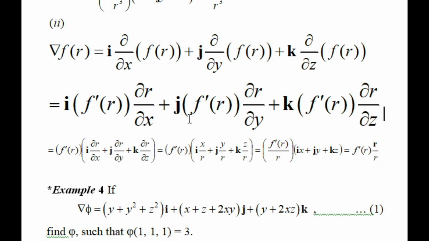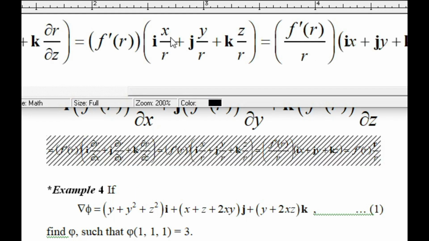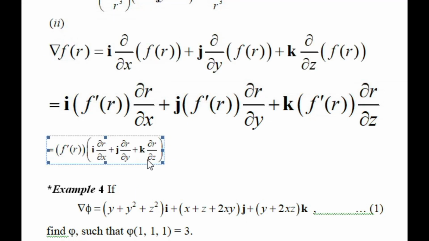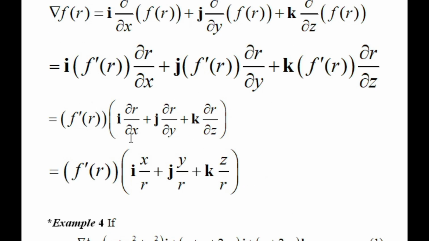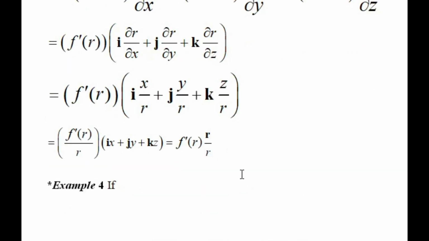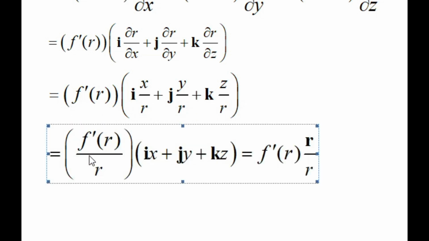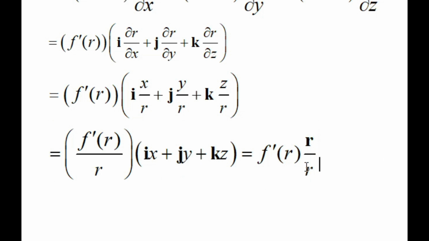Similarly for the other two. So again we continue this process. We bring common factors outside. What is del r by del x? We have already evaluated that. del r by del x is x by r. Substitute that one. Then again bring the common factor r outside. So you get like this. What about xi plus yj plus zk? This is vector r. So we ultimately end up with f prime of r by r times vector r.